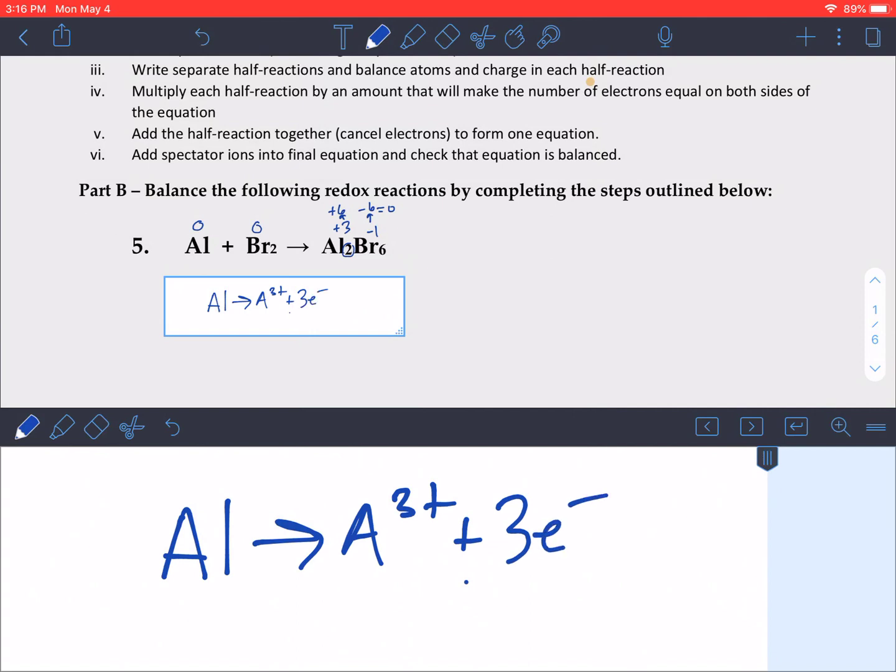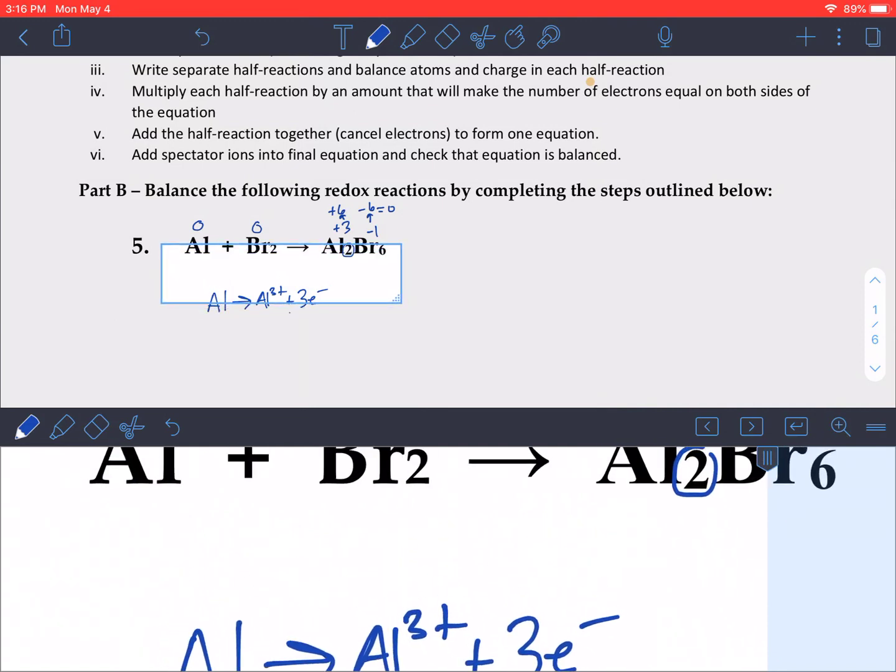So now our charges are balanced. We have 0 on both sides, and we also have 1 aluminum on both sides. So the equation is balanced. And it lost electrons, so we would call this one LEO, loses electrons, oxidation. So this one is an oxidation.